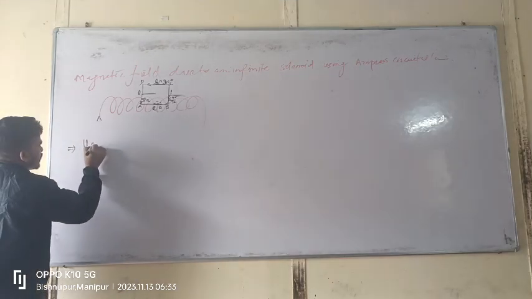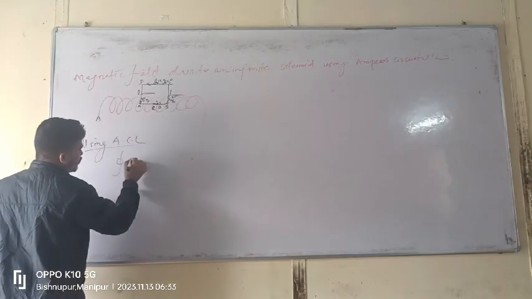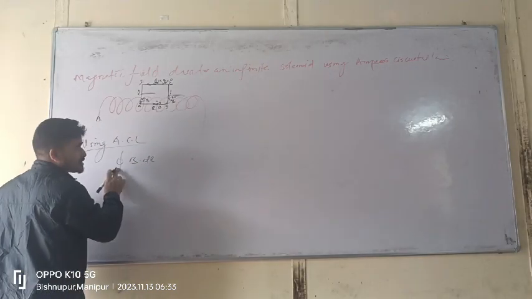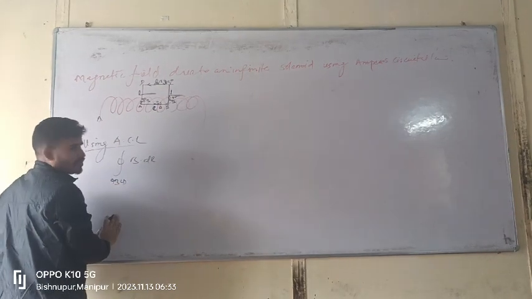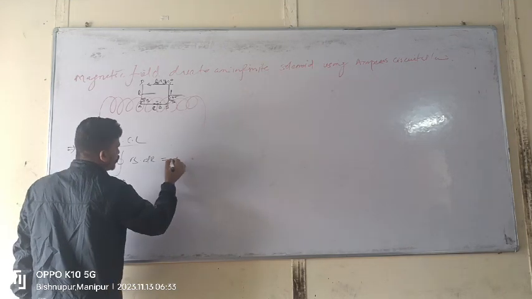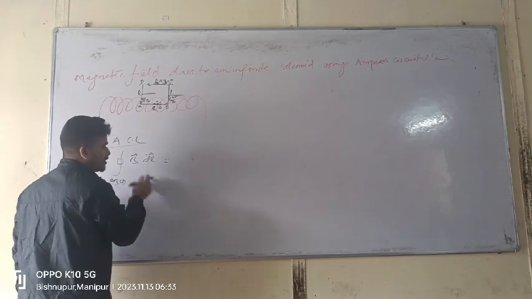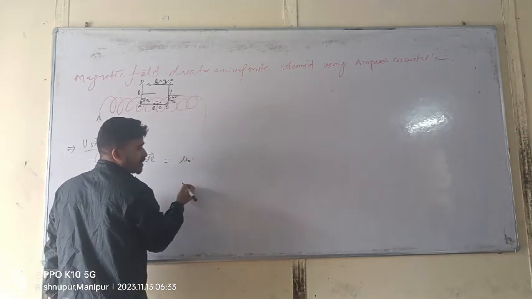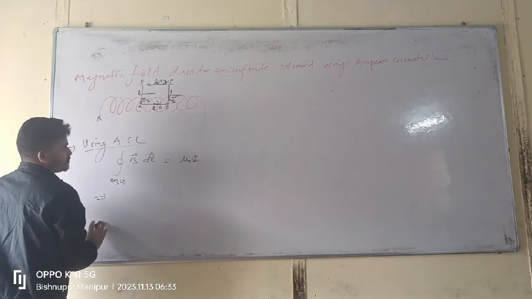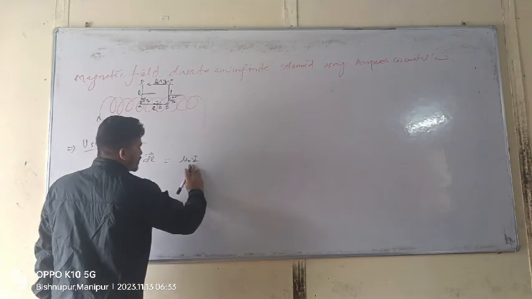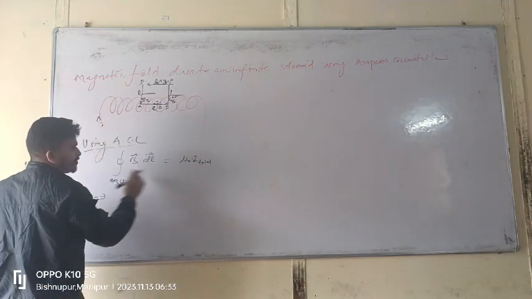Using Ampere's circuital law, the closed integral of B dot dl, closed means A, B, C, D, should be equal to mu naught I total. I am writing it in vector form. I is another thing here, I will put it in the form of I.